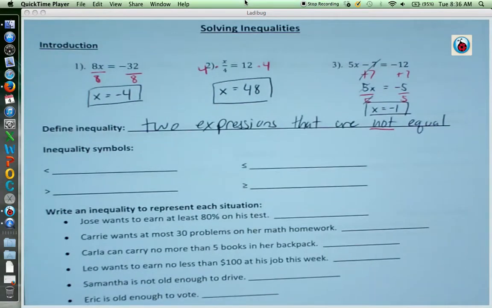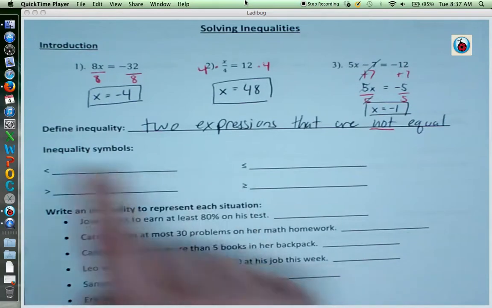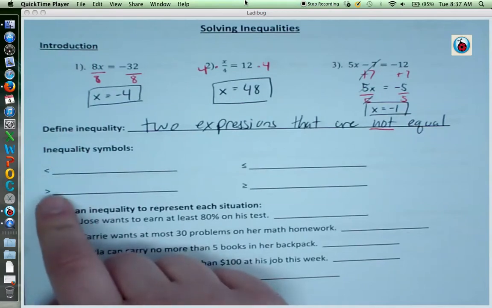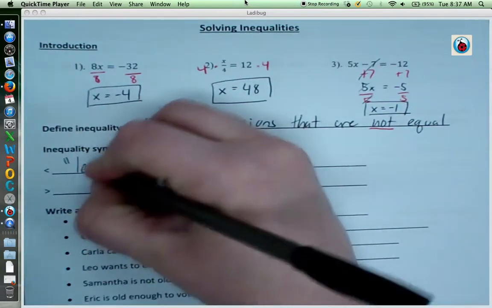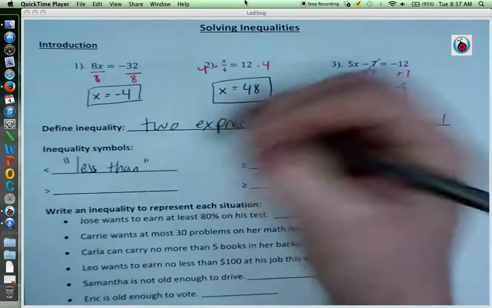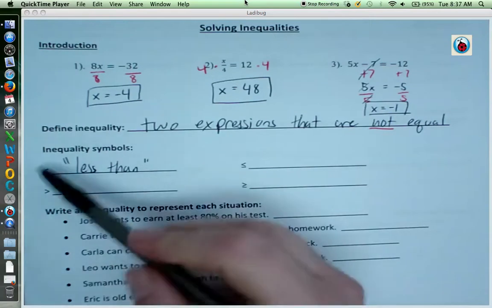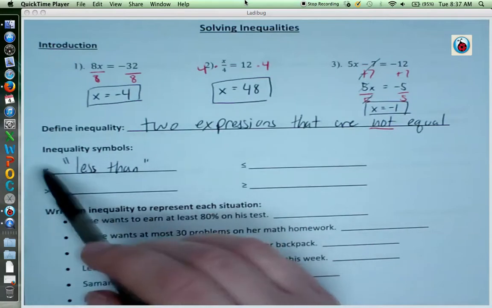That's the main difference. For inequalities, one expression is going to be larger than the other. And to show that, we have these 4 inequality symbols, which should look familiar to you. These 2 inequality symbols show one side being greater than or less than the other. This first one is called the less than symbol because it shows that the left side is less than the right side. So that opening always goes to the larger side, which means the right side is more than the left side.